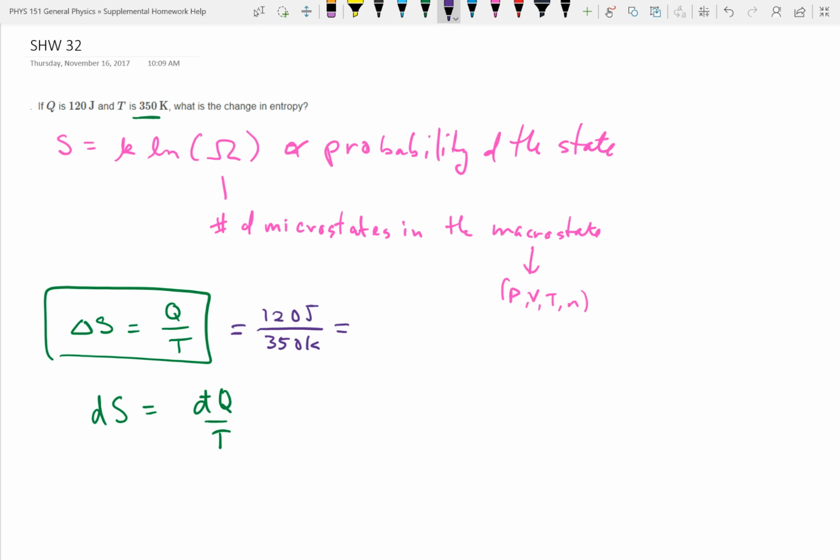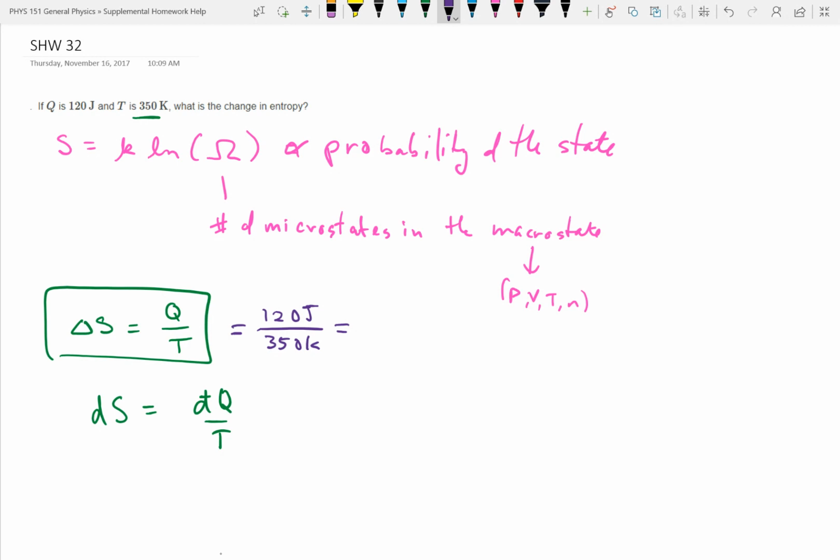If Q is positive, then your delta S is positive. If Q is negative, your delta S is negative. So if heat flows in, entropy goes up. Heat flows out, entropy goes down. If heat flows in, then the change in entropy is positive.